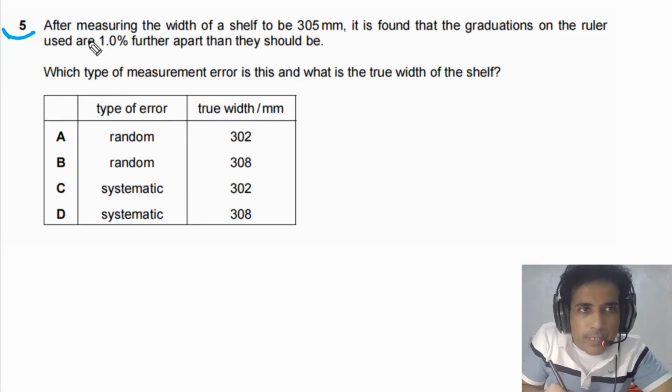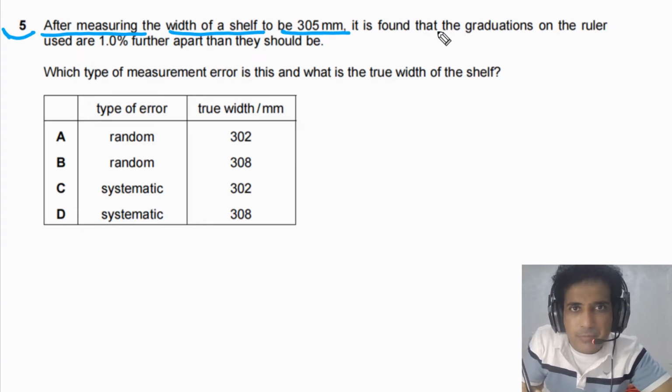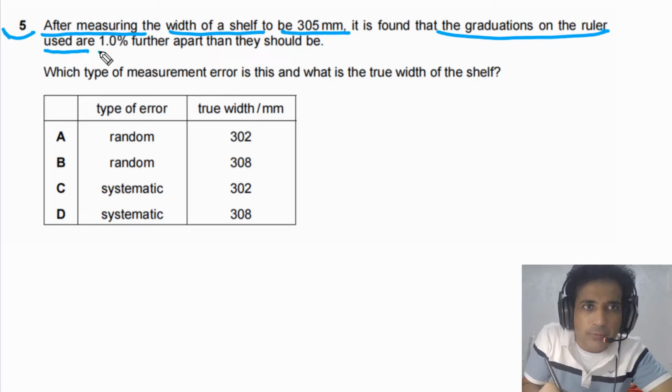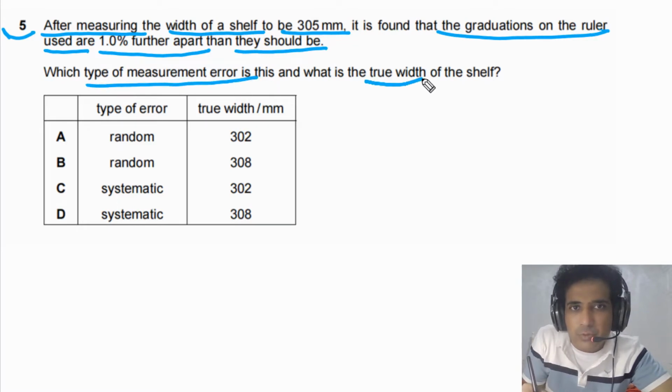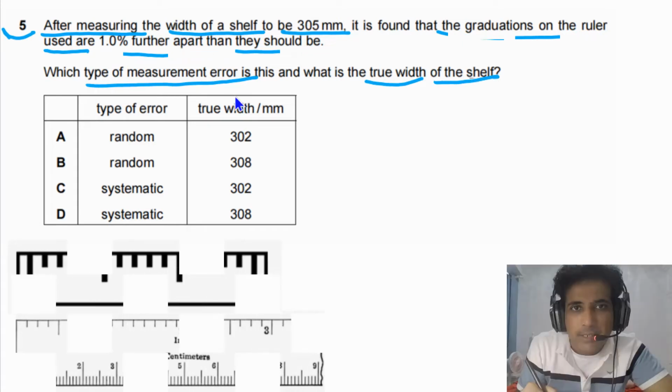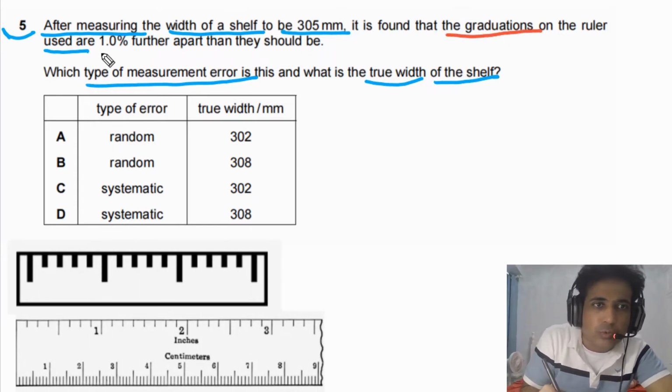For question number 5, it is given to us after measuring the width of a shelf to be 305 mm, it is found that graduations on the ruler used are 1.0% further apart than they should be. We need to find out the type of measurement error and the true width of the shelf. Let's try to understand what it means by graduations on the ruler are 1% further apart than they should be.